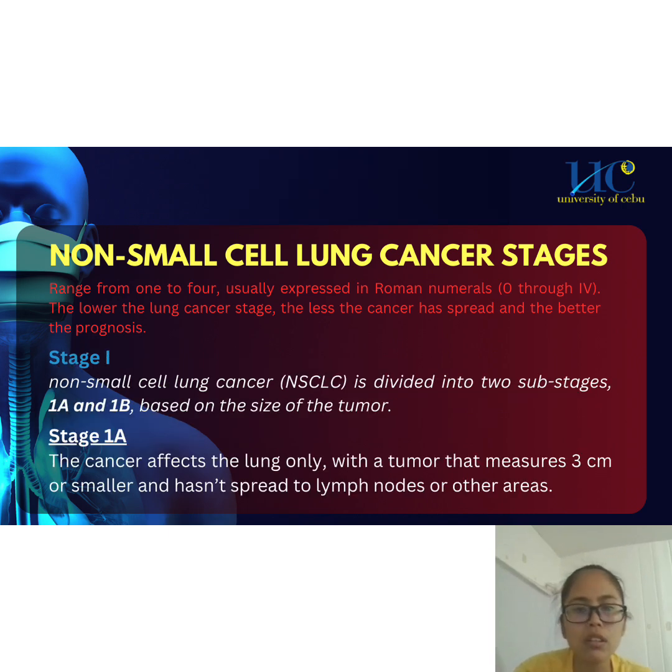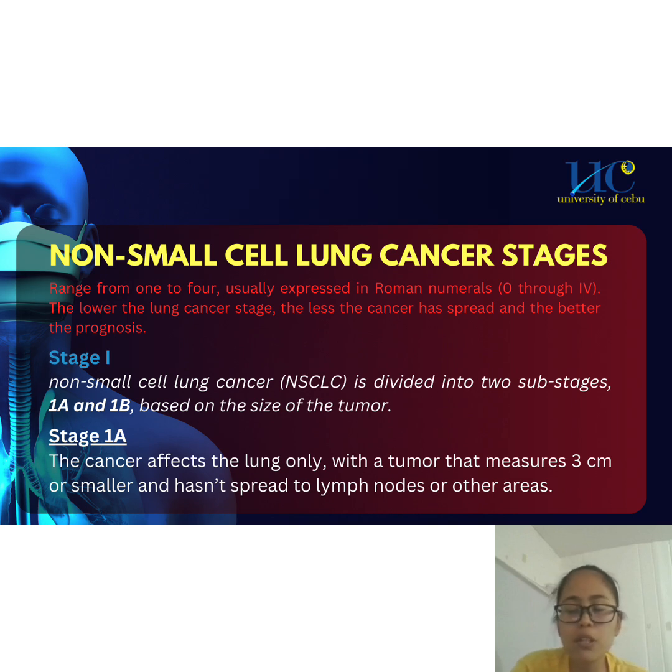For stage 1, non-small cell lung cancer is divided into two sub-stages, 1A and 1B. Based on the size of the tumor, stage 1A is when the cancer affects the lung only, with a tumor that measures 3 cm or smaller and has not spread to lymph nodes or other areas. Stage 1 is often considered a highly treatable form of NSCLC due to its early detection and limited spread.